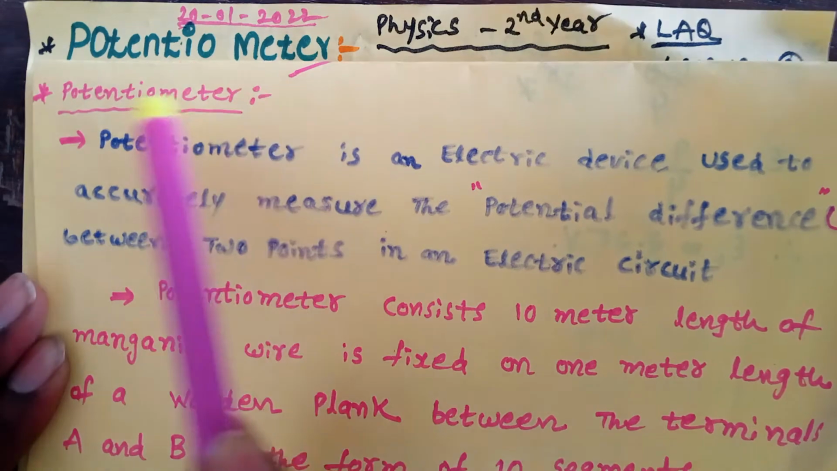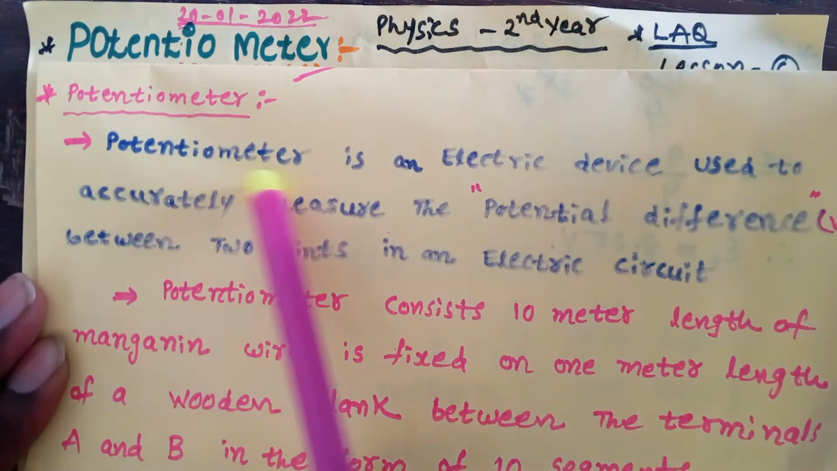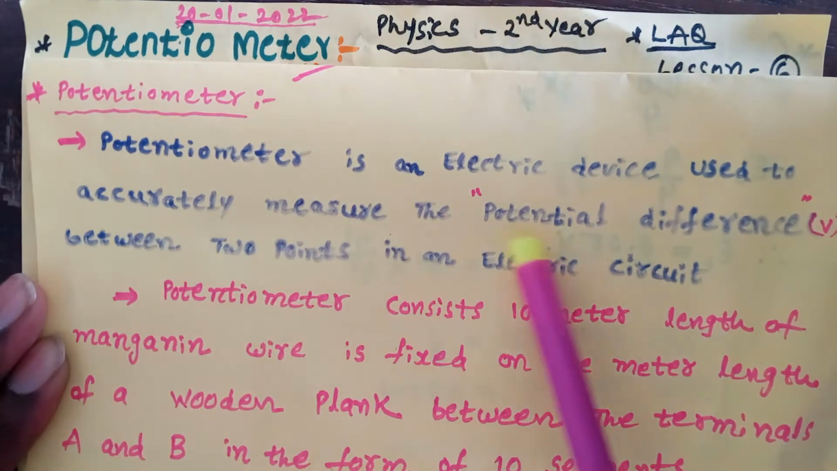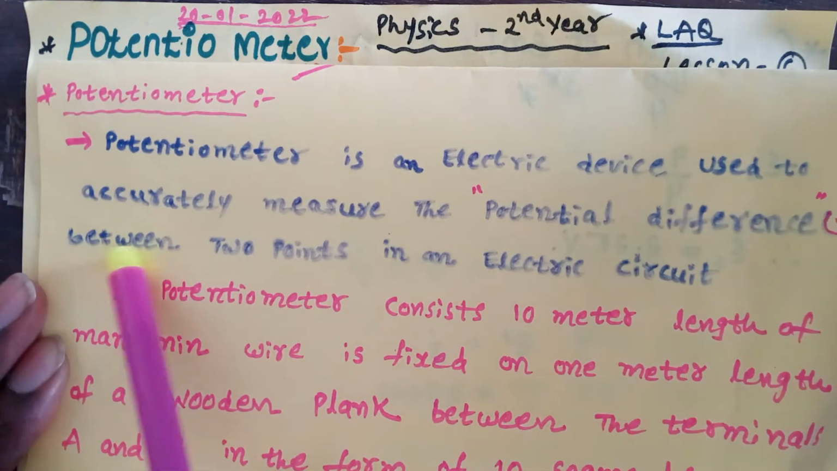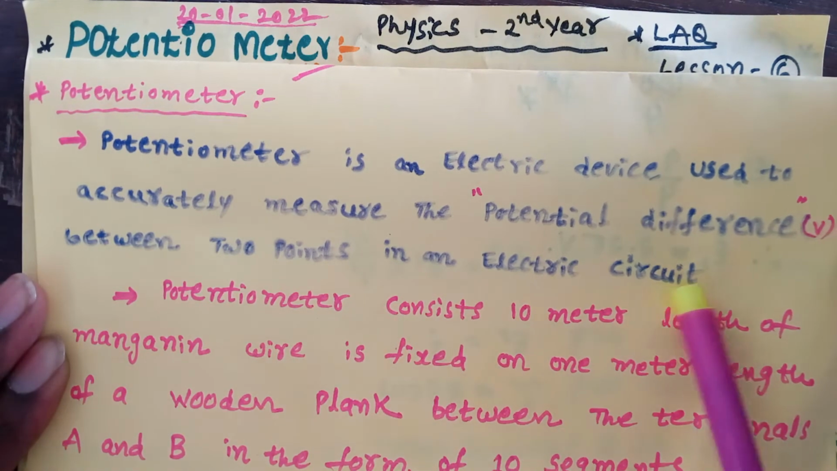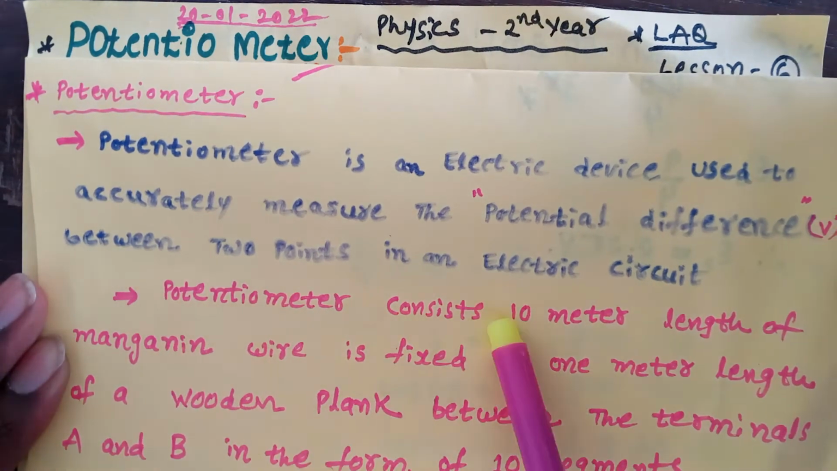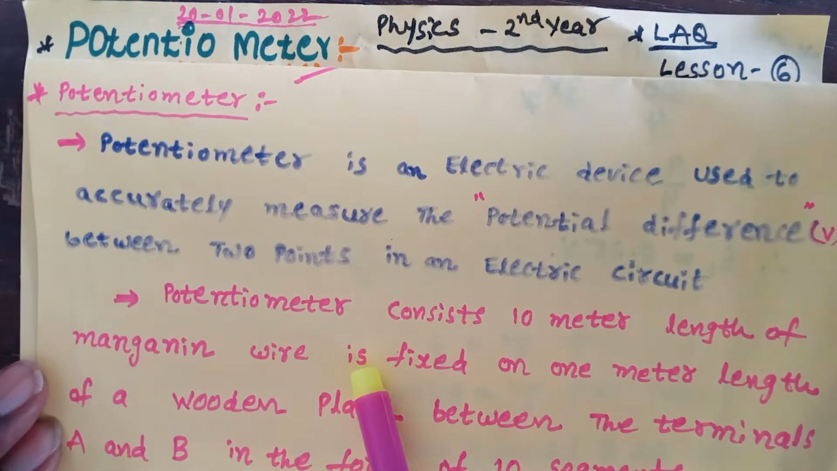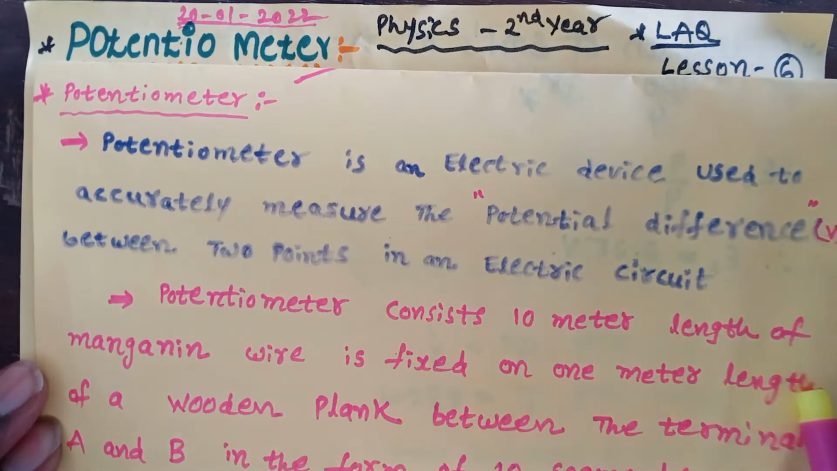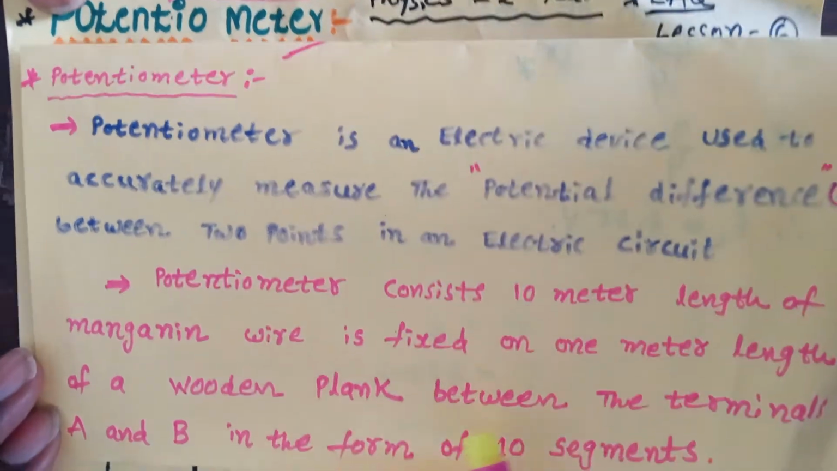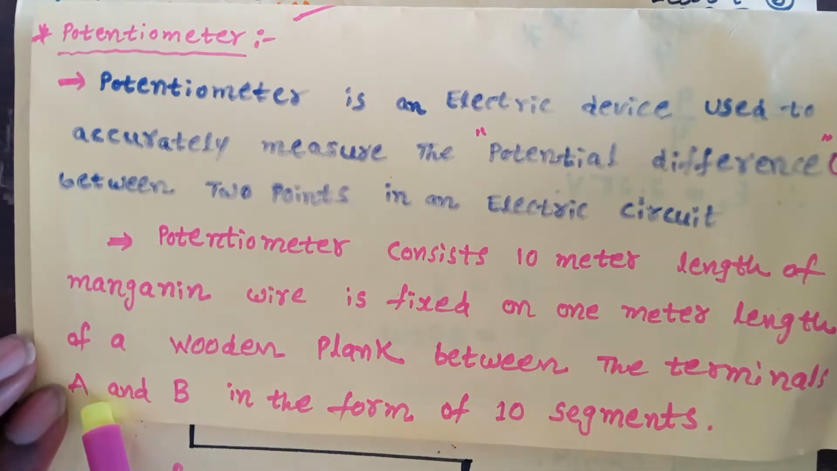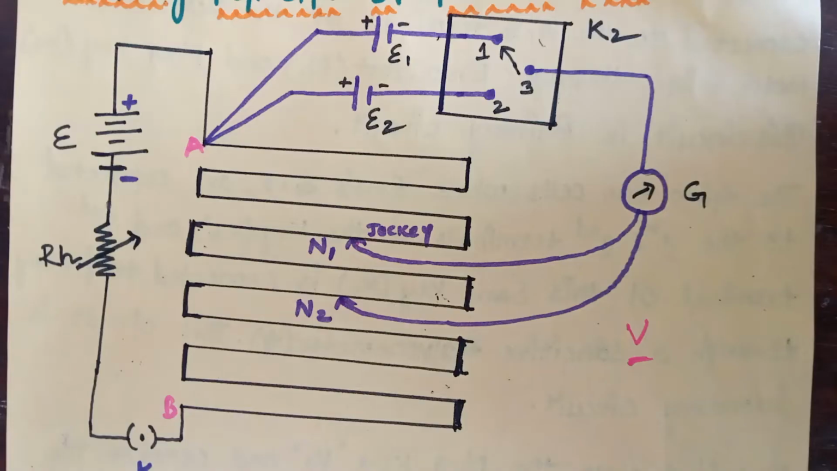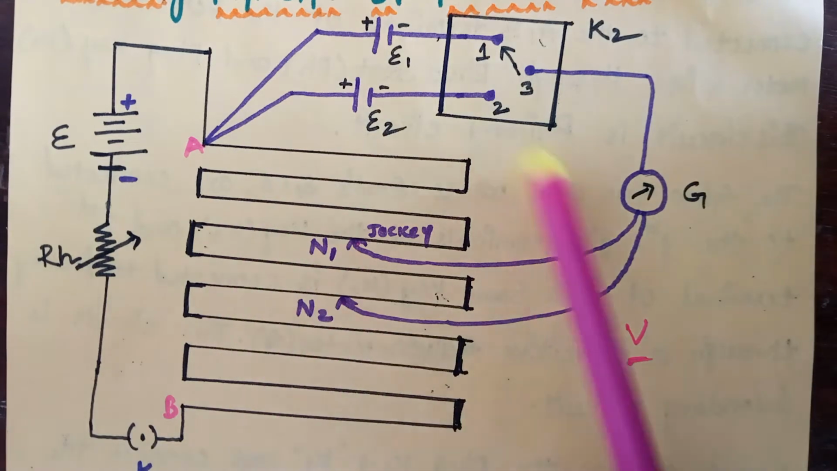6th lesson, potentiometer topic. Potentiometer is an electric device used to accurately measure the potential difference between 2 points in an electric circuit. Potentiometer consists of 10 meter length of manganese wire fixed on 1 meter length of a wooden plank between the terminals A and B in the form of 10 segments. Now this is a potentiometer diagram beta.